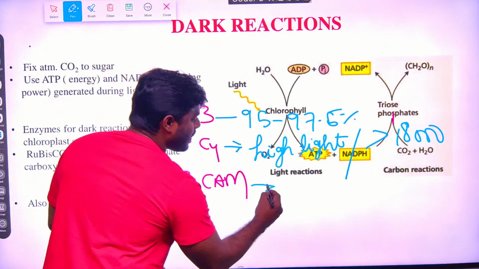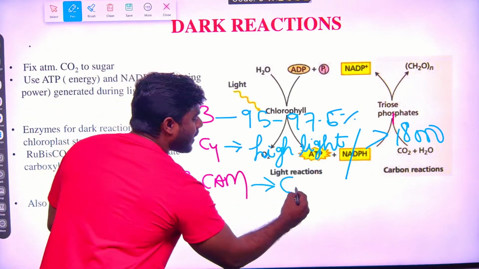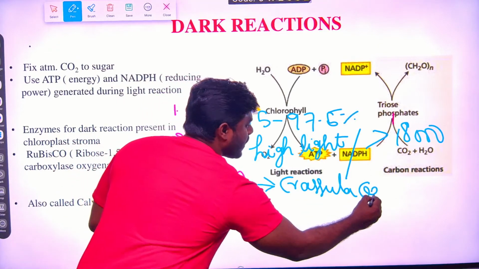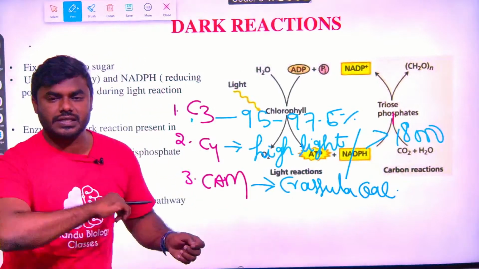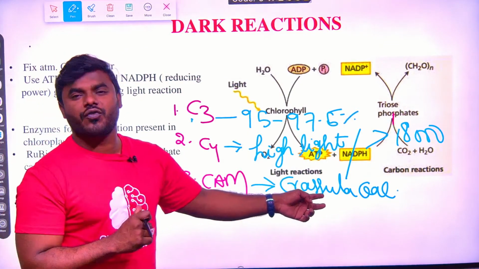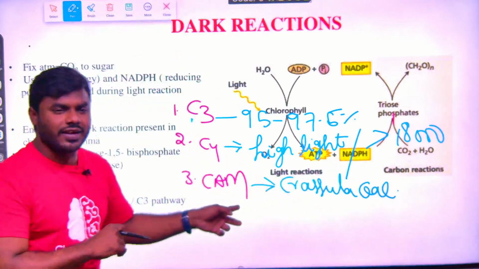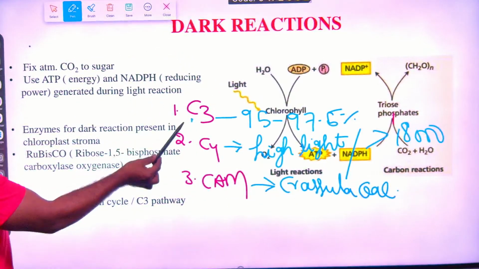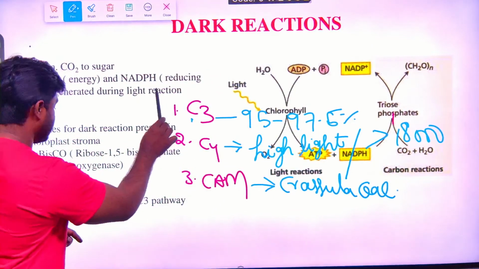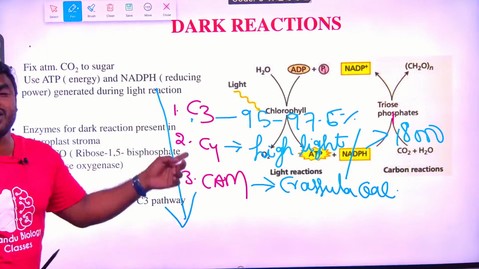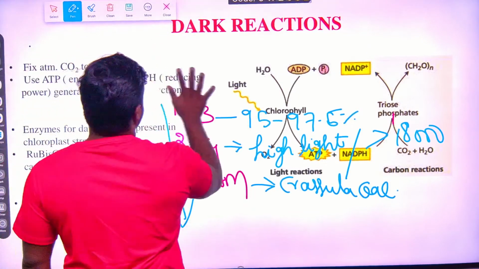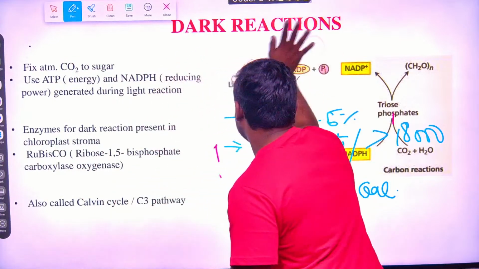Then what about the CAM plants? The plants which belong to a family called the Crassulaceae family. In simple words, you can call them desert plants. What are the examples? Agave, succulents, euphorbia, pineapple, bromeliads. We're going to read it. So, based on the fixation of the carbon, we categorize them into three major types. Now, let's try to understand one by one more elaborately.